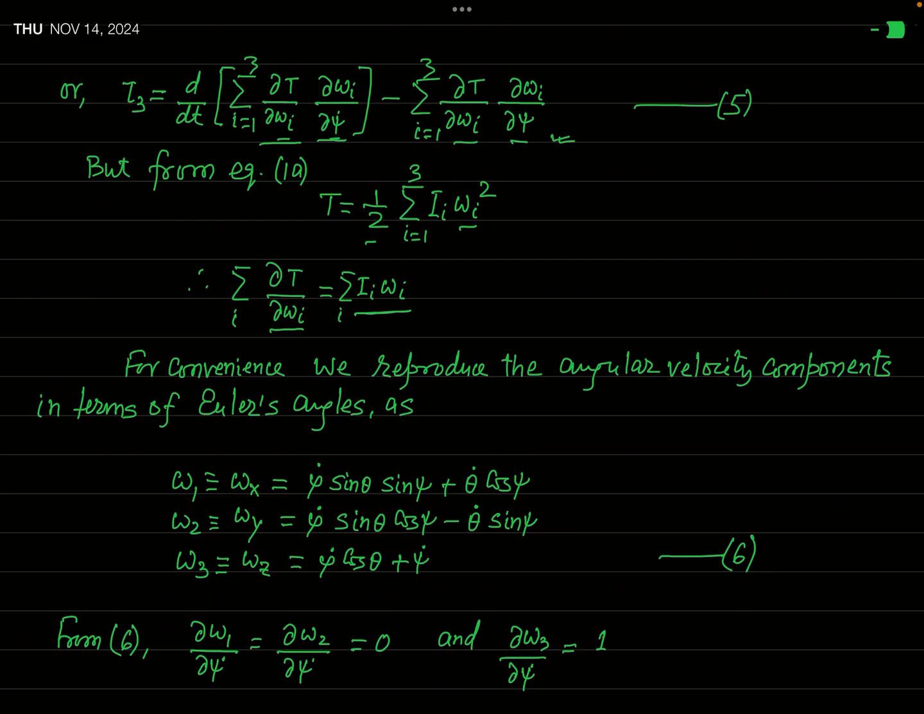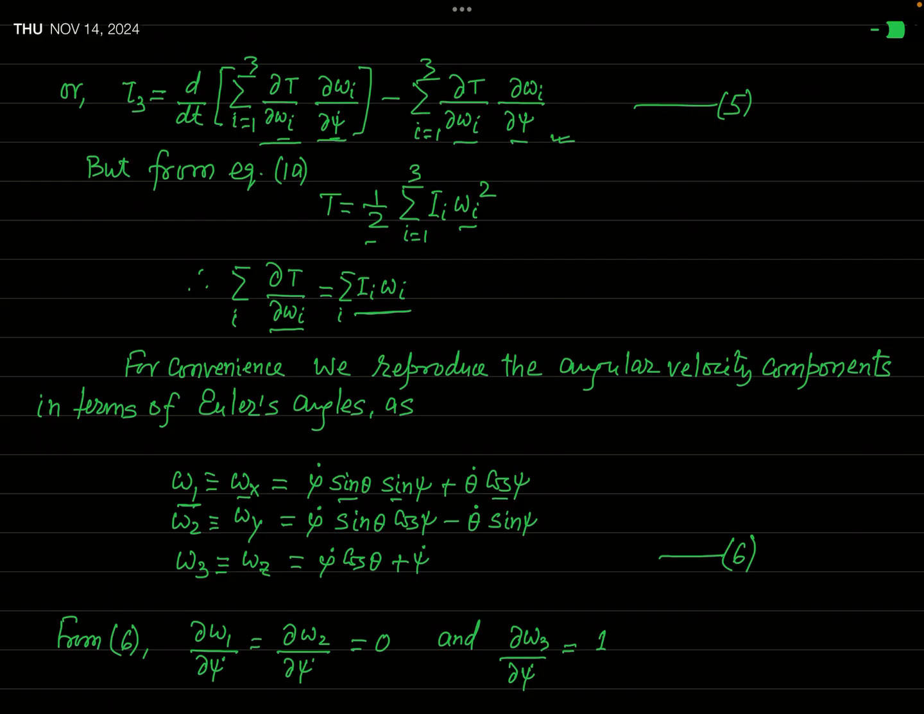Now you can see here we need it, and I told you earlier that you must remember those results. So you have seen in my previous video that the first component of the angular velocity vector omega, which is denoted by the symbol omega 1 or omega x, which is actually the x component with respect to the first body axis, is given like this: phi dot sine theta sine psi plus theta dot cos psi.